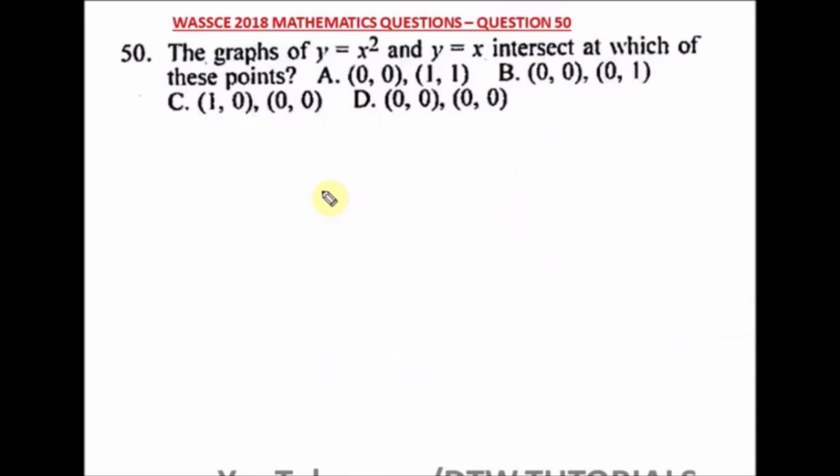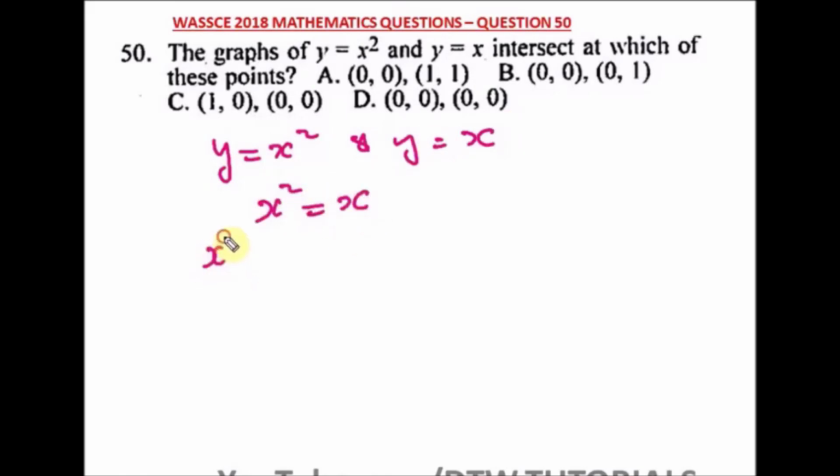Question 50 of our WASSCE 2018 mathematics past question, that's your WAEC exams. It says the graphs of y equal to x squared and y is equal to x intersect at which of these points? We have y is equal to x squared and y is equal to x. Since both are equal to y, we have x squared is equal to x.